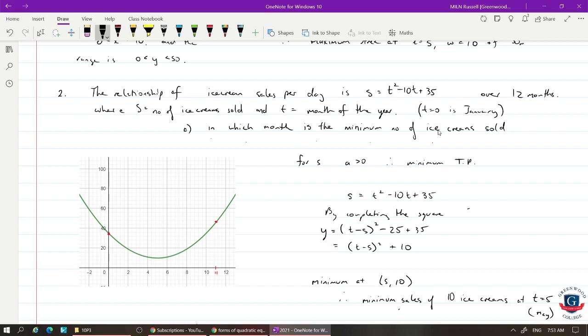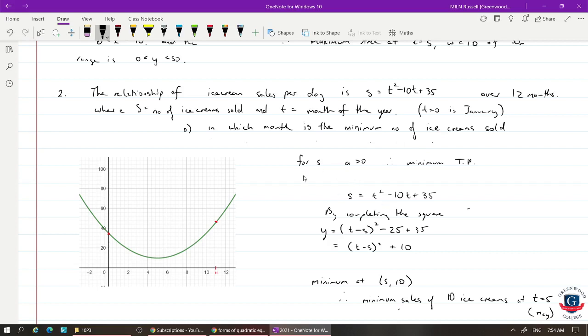So January, February, March, April, May, June, July, August, September, October, November, December, noting that they don't relate to the normal numbers that we associate with months of the year. July is not 7, in this case July will be 6.